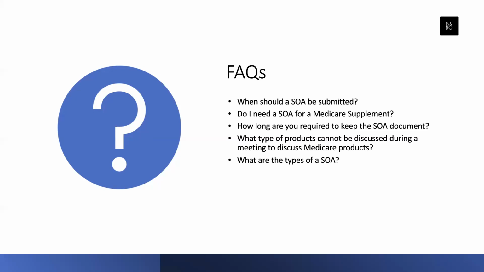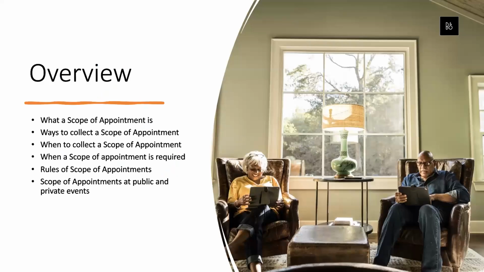What are some of the types of scope of appointments? You can complete a scope of appointment in paper form, electronic form, CMS approved statements, and answered on a recorded phone call. So we'll wrap this up by summarizing the key points from the webinar. We talked about what a scope of appointment is, ways to collect a scope of appointment, when to collect a scope of appointment, when a scope of appointment is required, rules of scope of appointments, and scope of appointments at public and private events. We did discuss a lot today, but the scope of appointment process is not just a CMS requirement. It's an opportunity to build trust, streamline your sales process, and ultimately drive better results.